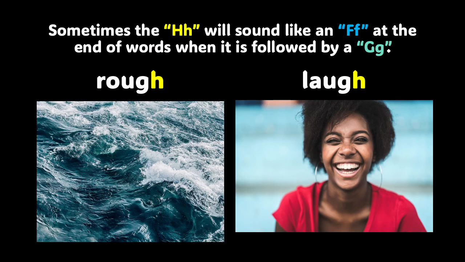Well, there's a reason why some people think English is the hardest language to learn, and that's because we have a lot of rules in English, and then we have a lot of exceptions. Now, in these words, the H is pronounced like an F, and you probably have heard these words before. We have rough and we have laugh. Both words have an H, but the H sounds like an F.